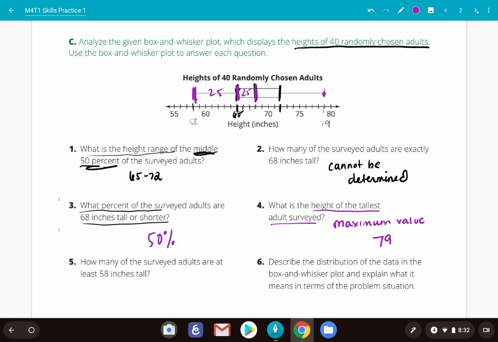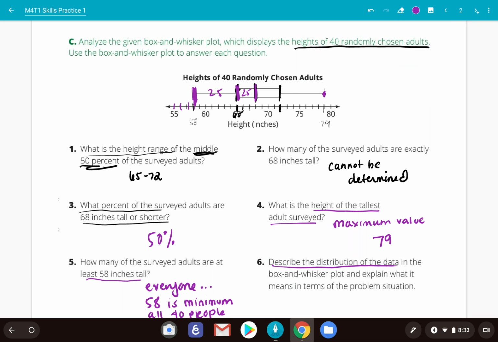Number 5, how many of the surveyed adults are at least 58 inches tall? You can't say, so 55, 56, 57, 58. It looks like everybody's at least 58 inches tall, because that is your minimum. So you could say that all 40 people are at least 58 inches tall. And then for number 6, describe the distribution.